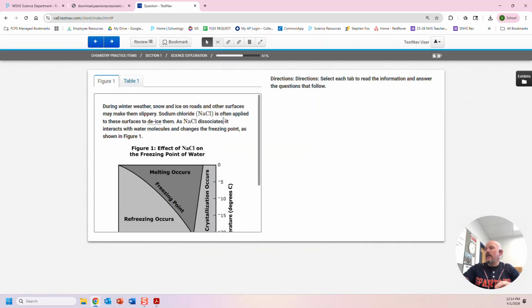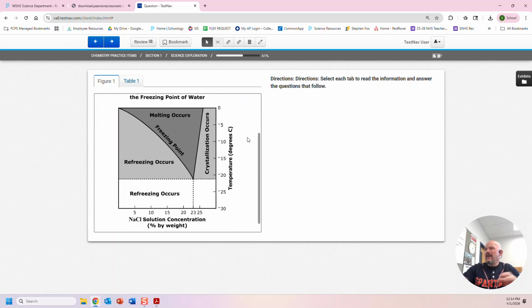Now, colligative properties aren't new, right? It's stuff that we will talk about in chemistry, but I haven't seen a lot of questions about colligative properties in a long time on the chemistry SOL, so maybe they're going back to that, right?